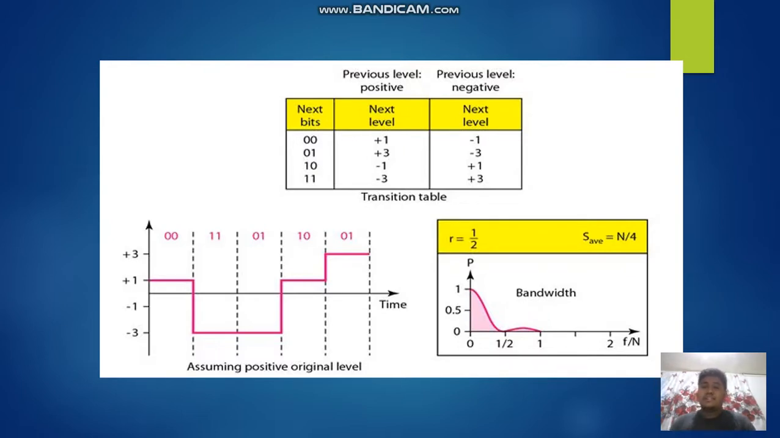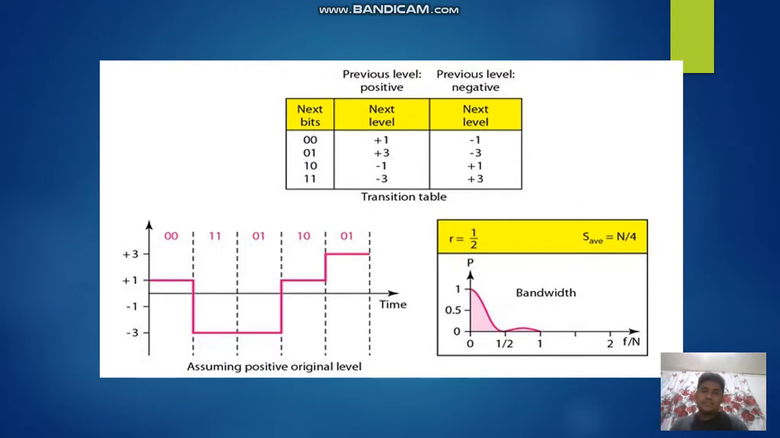Next is the previous level negative. Here, for the value 00, we have negative 1; for 01, negative 3; for 10, positive 1; and for 11, we have positive 3.